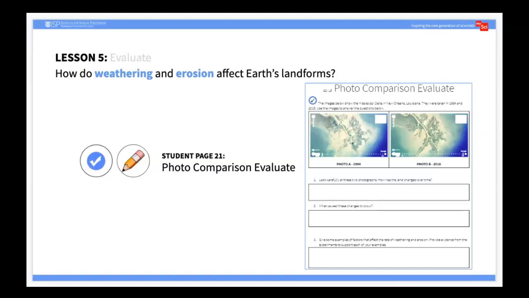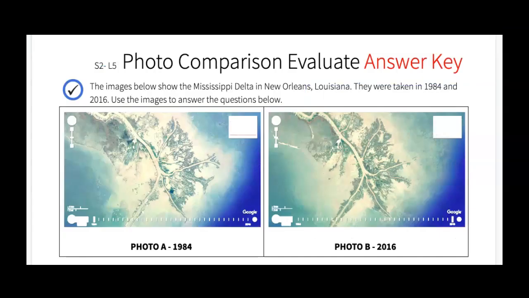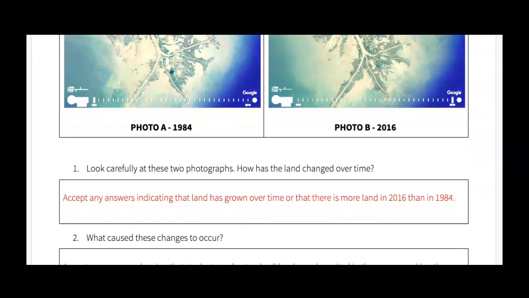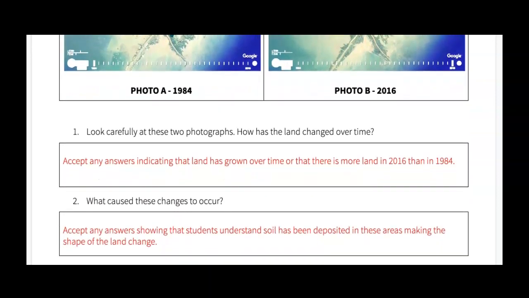In the Evaluate portion of this lesson, students will complete a formative assessment. They will compare the Mississippi Delta in New Orleans, Louisiana in 1984 and 2016, explaining how the location has changed over time and what caused these changes to occur.